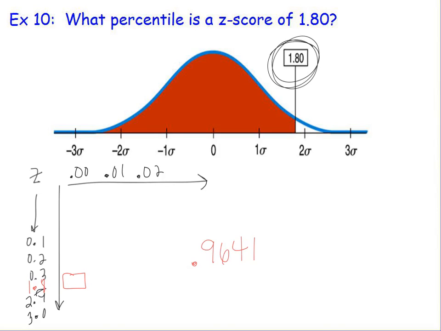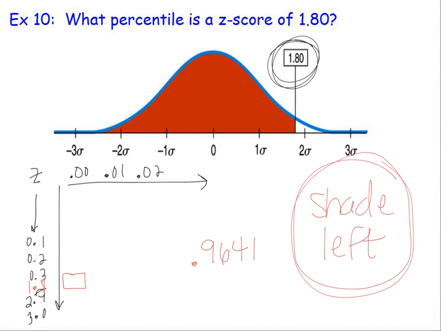0.9641. Now that number represents your z-score only assuming you shade left. That blue sheet only works when you are shading left. If you look at my picture, you can see that the shaded-in part is to the left of 1.8. So the answer for a z-score of 1.80 would be a percentile of 0.9641, or if you wanted to change that to a percentage, move that decimal 2 spots, 96.41%.